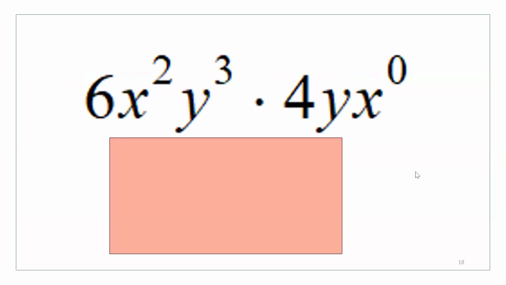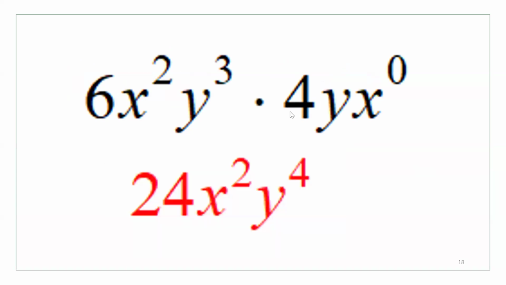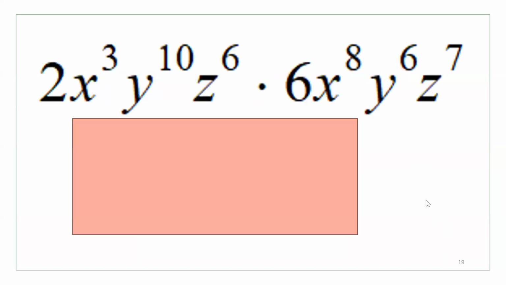Again, another example, pause the video. 6 times 4 would have given you 24. 2 plus 0 is 2. 3 plus 1 is 4. Okay, remember to put a 1 on that exponent. All right, now let's go to the hard hitters, the 3 variables. Pause the video.